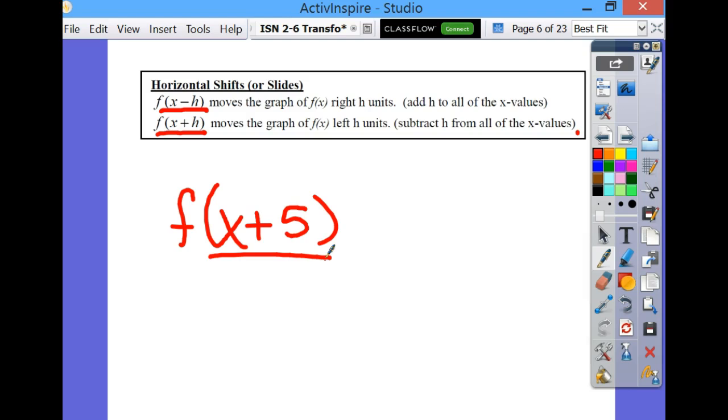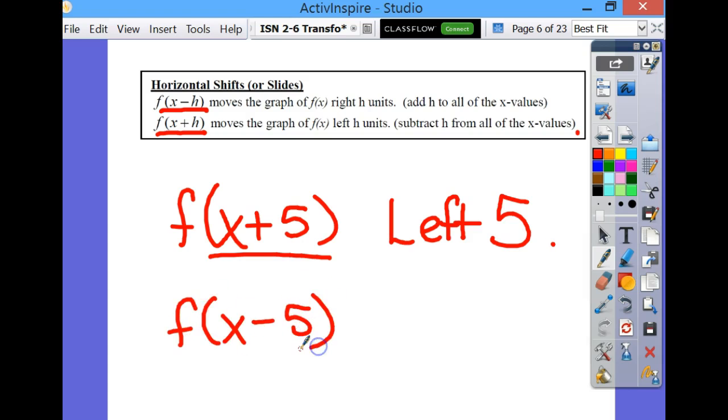Now, we would think if it says plus 5, it would move it to the right. For some reason, it doesn't do that. If you have an x plus 5, it actually moves it left 5. This x is a liar. It looks like it should go positive, but it actually goes to the left. If I have x minus 5, you would think if it's in the parentheses with the x, it is going to act on the x.